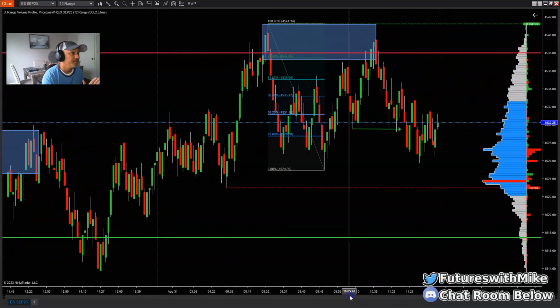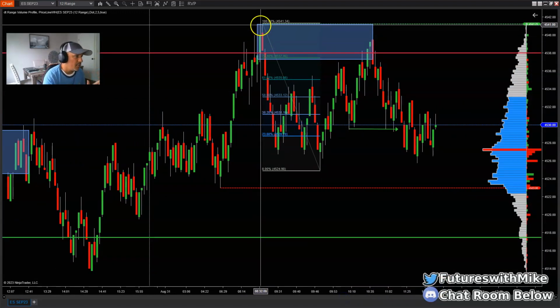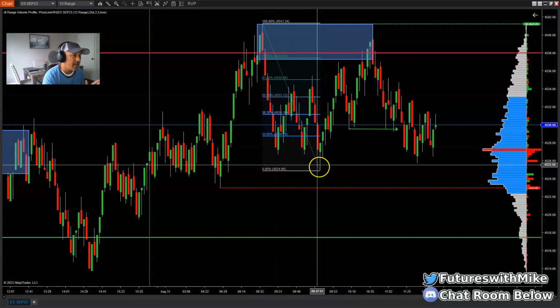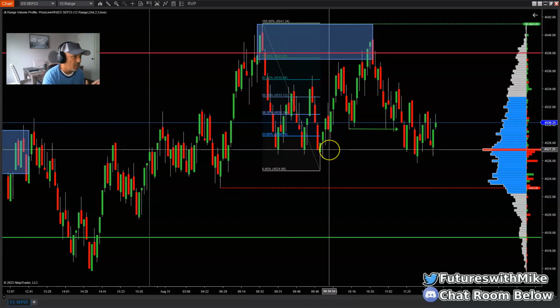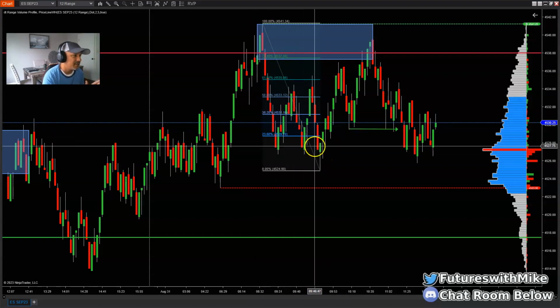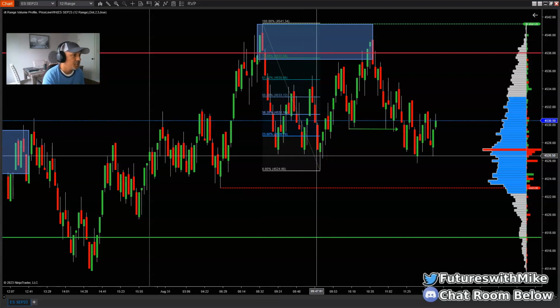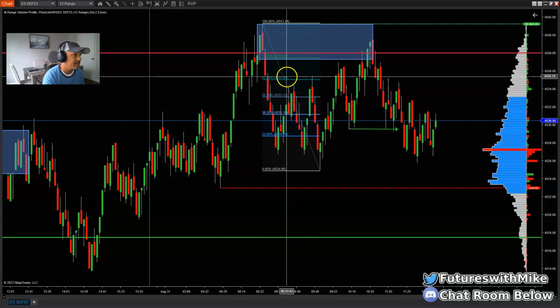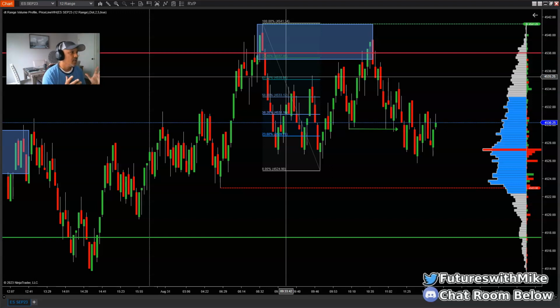Okay, so I drew the impulse move from here down to the low right here. This was pretty much an impulse move to the downside, aggressive selling. When I took the retracement back to the upside, typically you want to look somewhere between the 61.8 and maybe the 76.4 or 76.8 area, which will put you back primarily once you draw the zone.